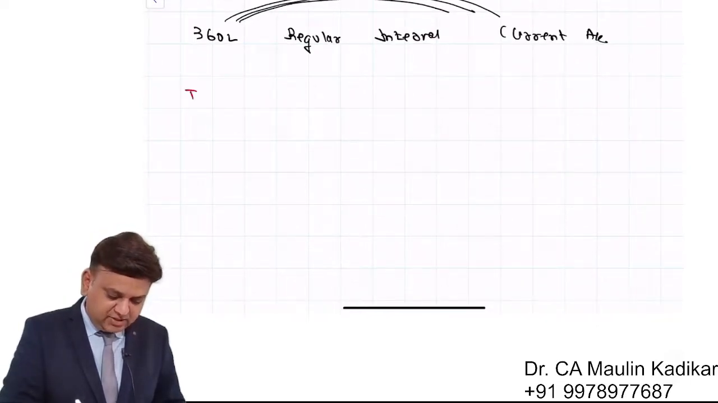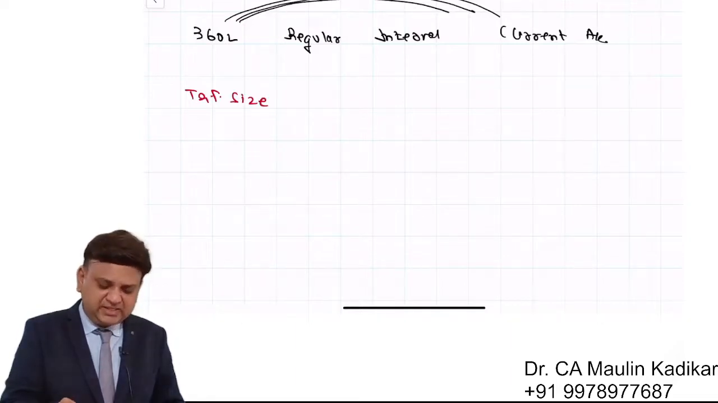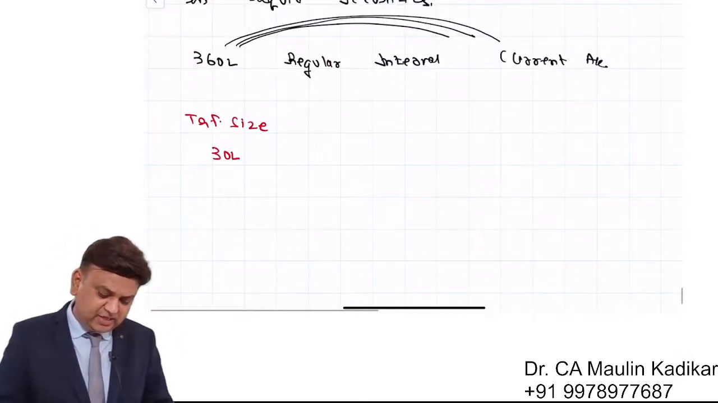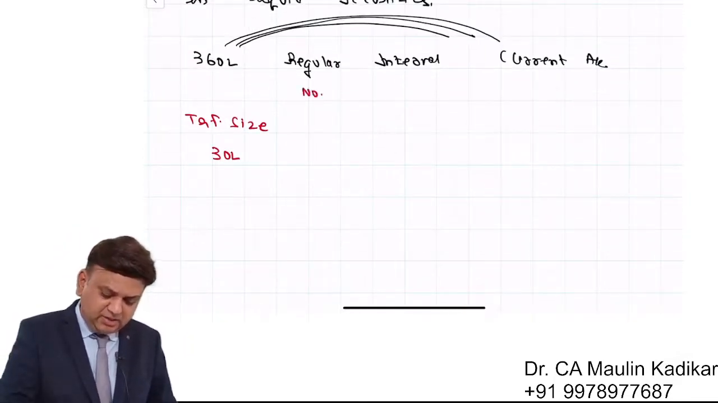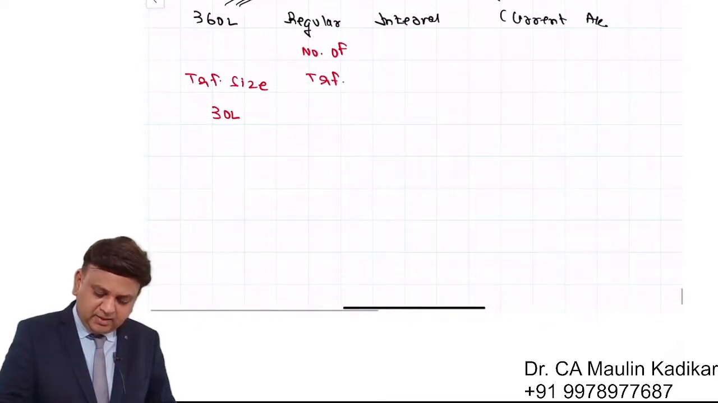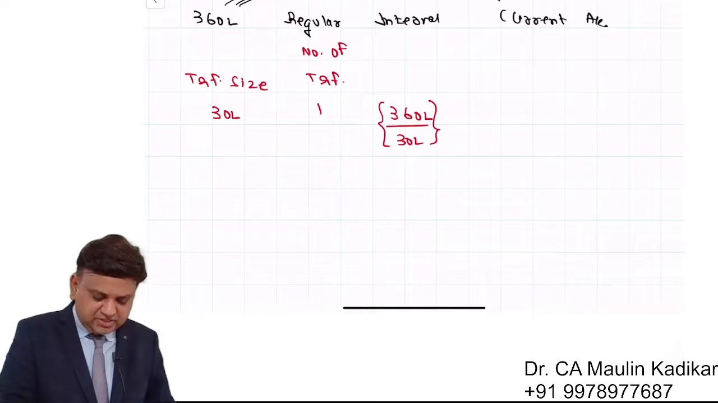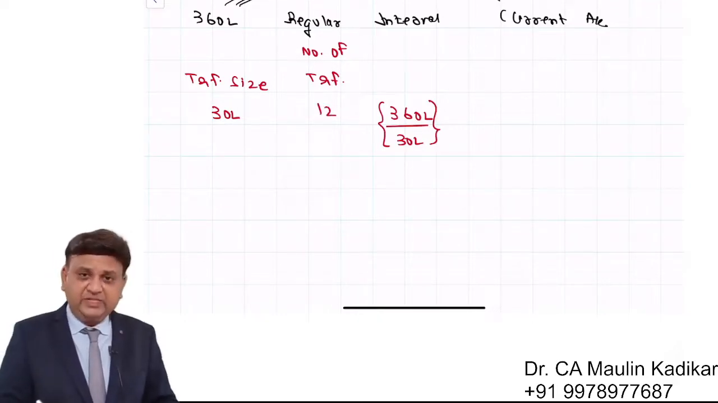For that, let us say the transfer size is 30 lakhs. If the transfer size is 30 lakhs, then the number of transfers in a year would be 360 lakhs divided by 30 lakhs. So it will be 12, that is 12 transfers in a year.